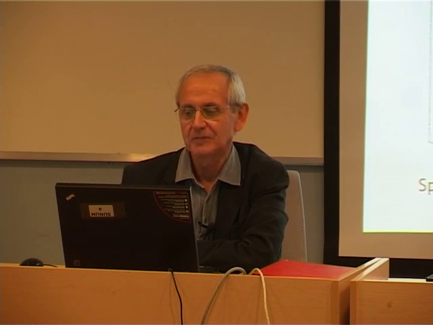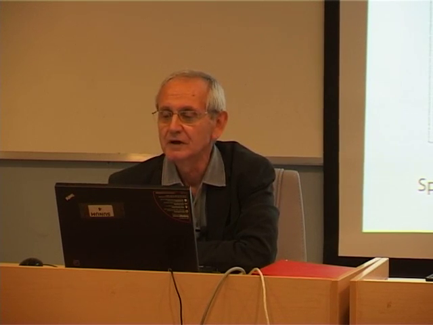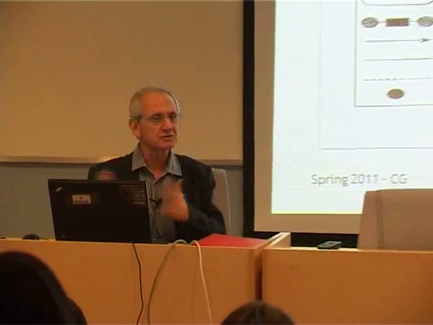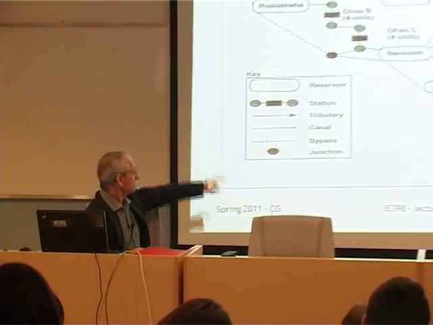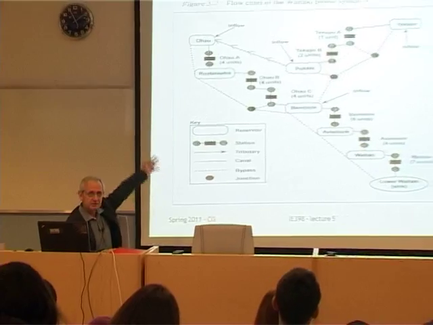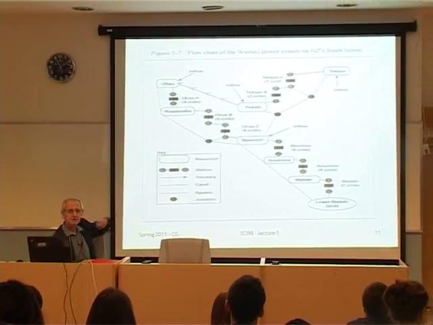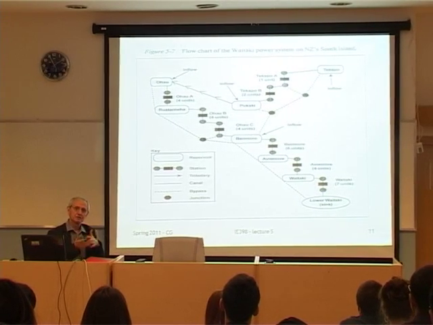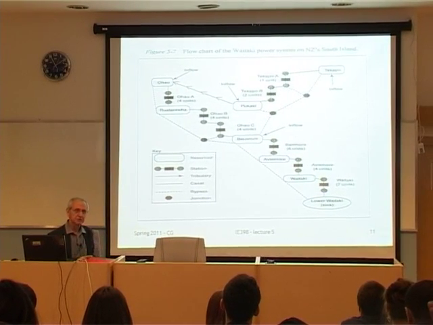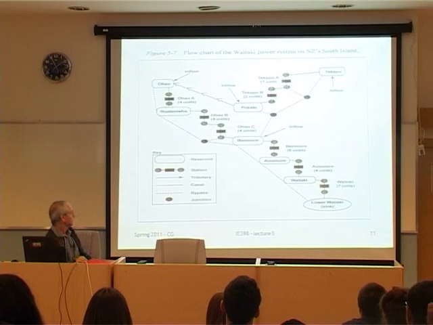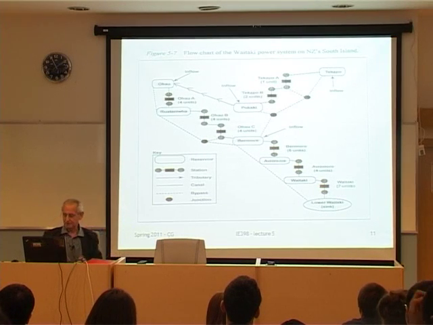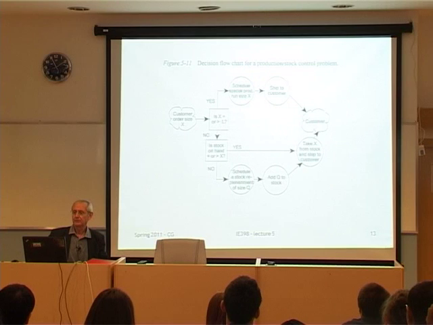Okay. So this is a flow chart of a power system. It indicates the flow of water. There are reservoirs and power stations, etc. This is the legend. You have to provide a legend. Tributary means a river which feeds a larger river. Canal, bypass, junction, etc. And here's a decision flow chart.